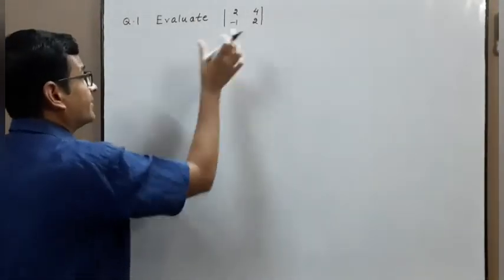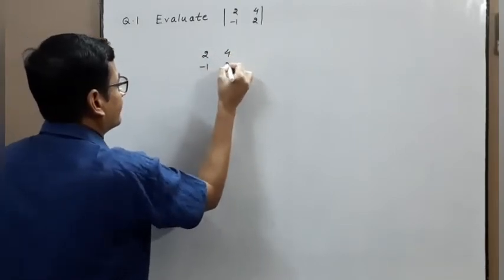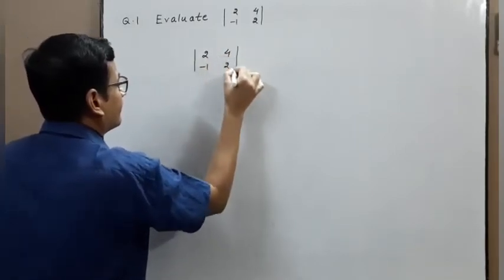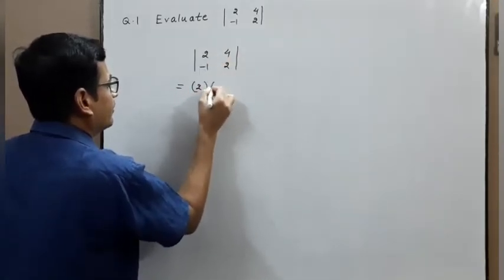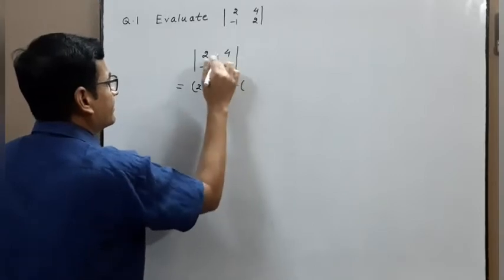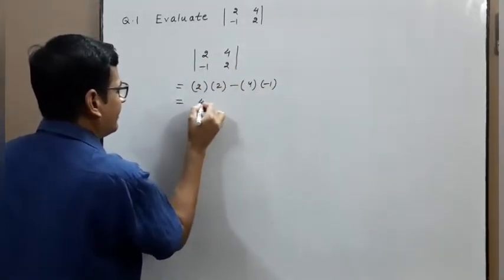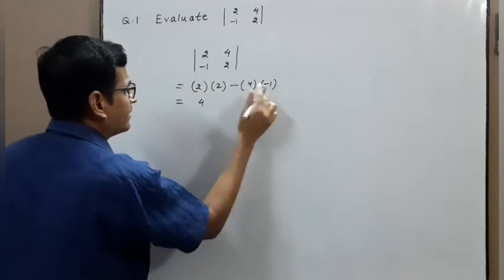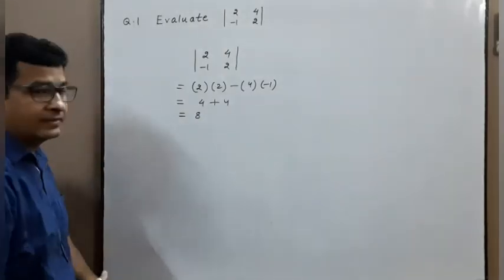Evaluate this. This is a 2 by 2 determinant. How can you simplify 2 by 2 determinants? Just cross multiply: this into this, 2 into 2, minus this into this. This is the first question. Next time write directly. 4 plus 4 is equal to 8.